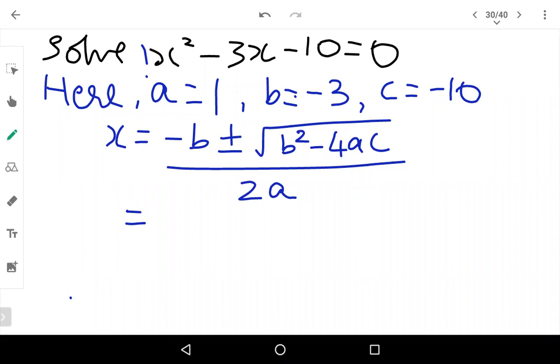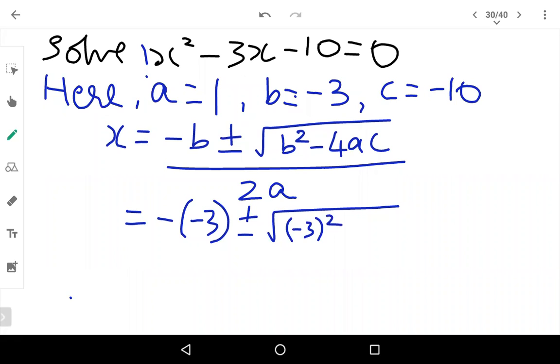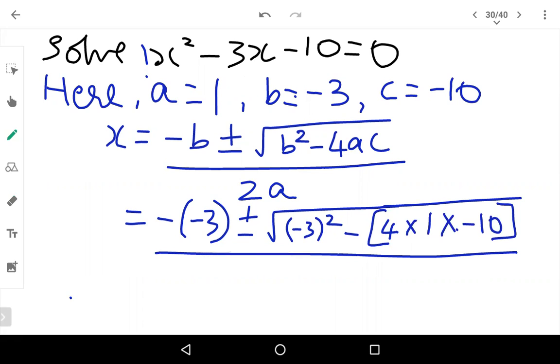So minus b means minus of minus 3. The value of b is minus 3, but here there is already a minus outside. So minus of minus 3. Then plus or minus square root of minus 3 whole square. b is minus 3, right? So minus 3 whole square. Then minus, bracket, 4 into what is a? a is 1. So 4 into 1 into c, which is minus 10. Correct? I'll close the bracket, whole divided by 2 into a, which is 1.